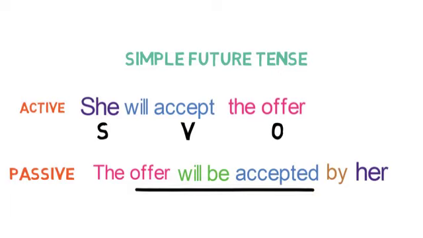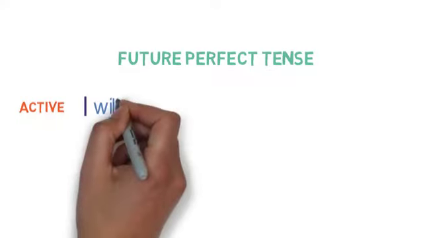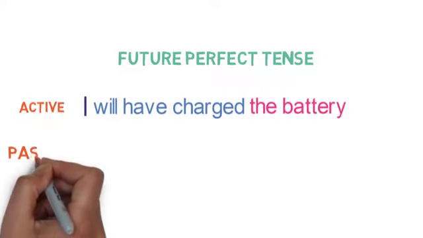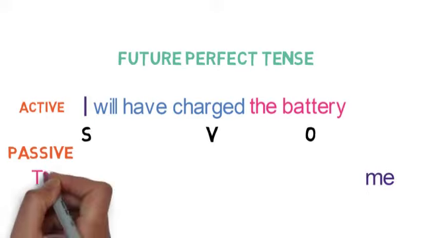Great. Now let's see an example of future perfect tense. Active sentence: I will have charged the battery. Passive sentence. Firstly, the subject here is I, verb is charged and object is the battery. Now let's swap the position of subject and object. So here it will be me and at this position it will be the battery.